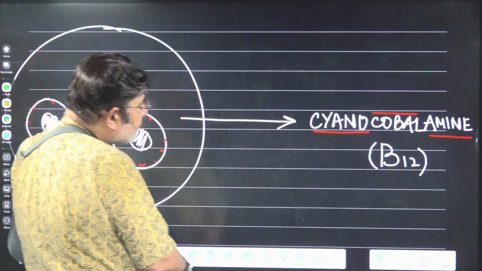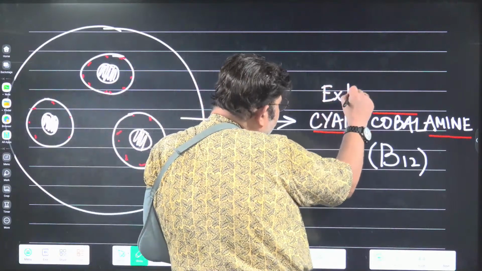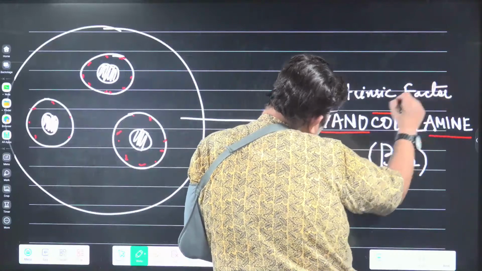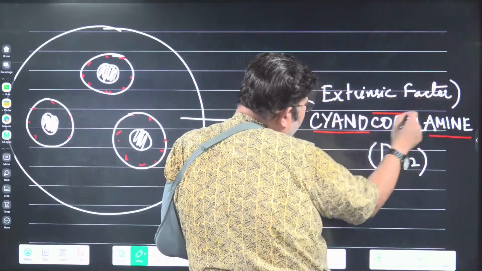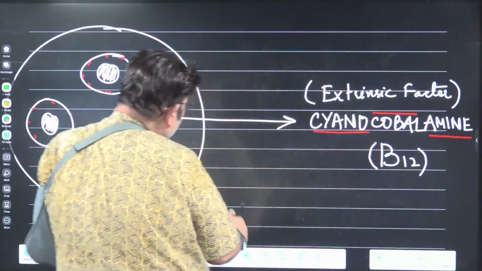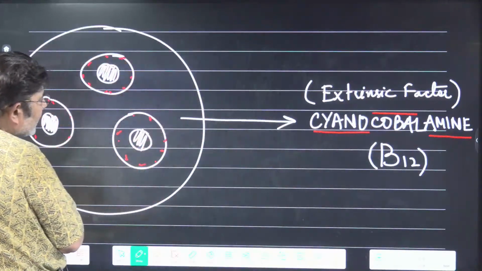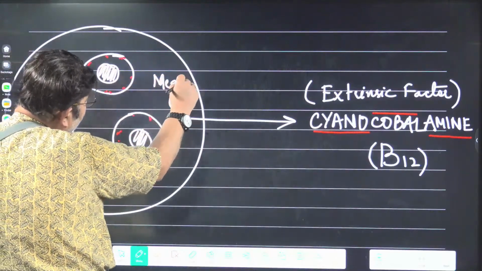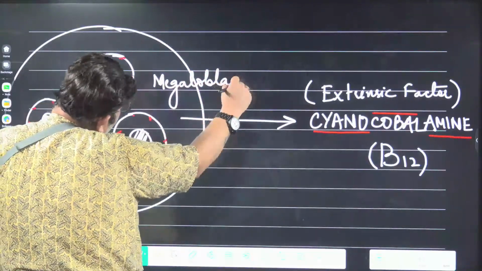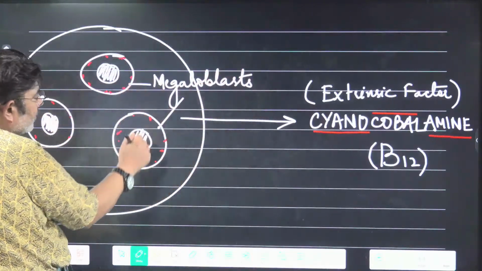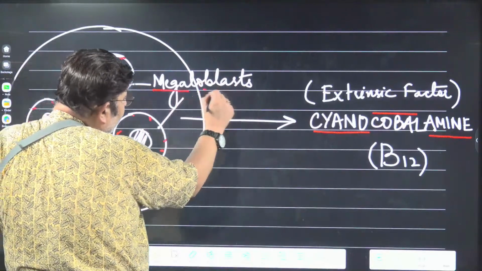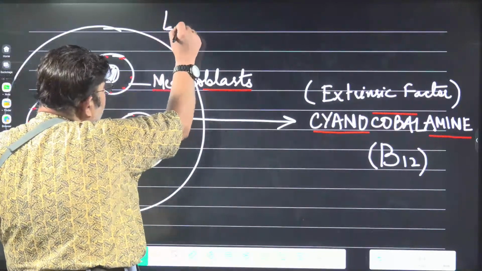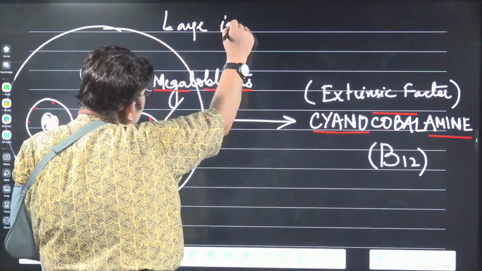This is an extrinsic factor responsible for this type of anemia. So deficiency of this factor will cause this type of anemia. And what do these cells look like? They are called megaloblasts. Why are they called megaloblasts? They are larger, mega, and they are called blasts because they are immature cells. They are large, immature cells.